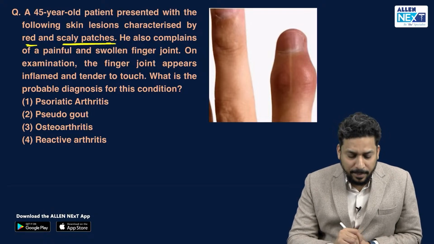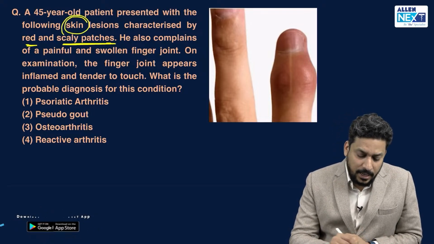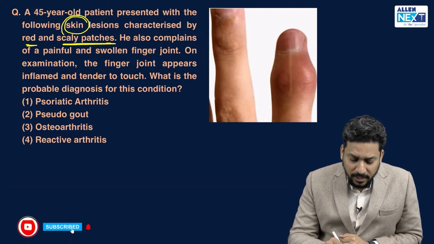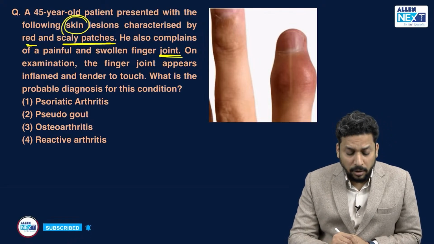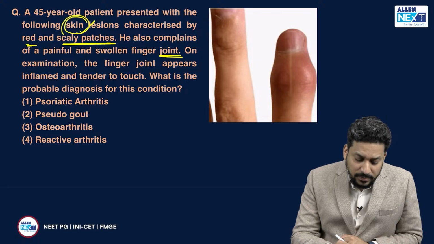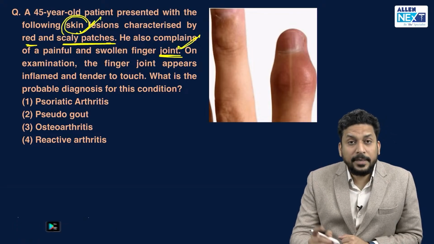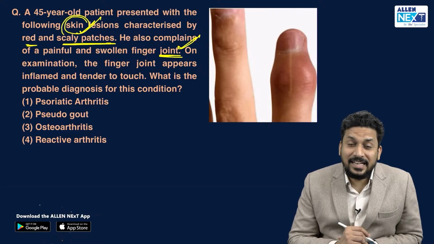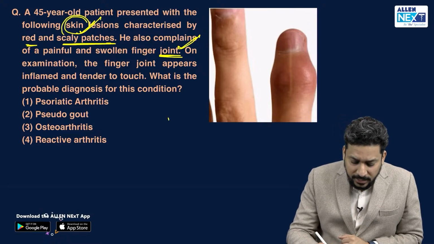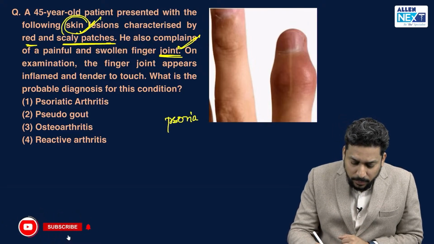So these are scaly patches which the patient is having over the skin. He also complains of painful and swollen finger joints. So joints are also involved. So scaly lesions over the skin along with joint involvement. Do you know of any condition where scaly lesions are seen and joint involvement is seen? Yes, one condition is psoriasis.